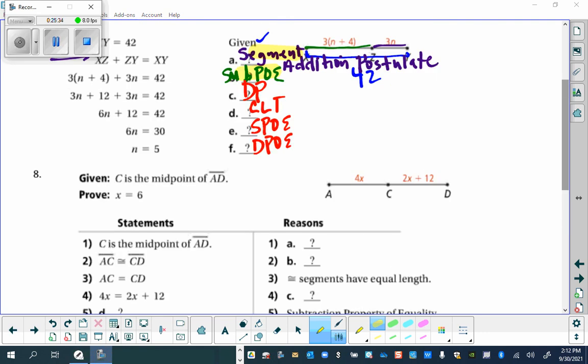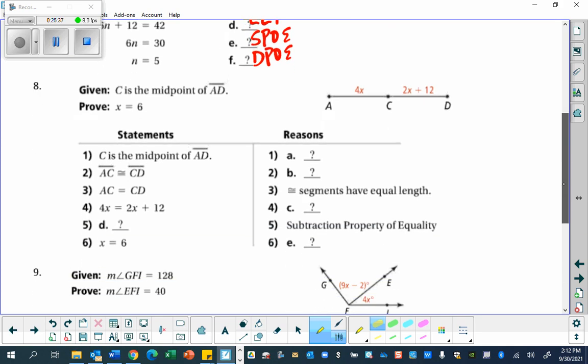All right, come back. So if C is the midpoint of AD, that means that this space and this space, those distances are the same. Those distances are the same because the segments are congruent.